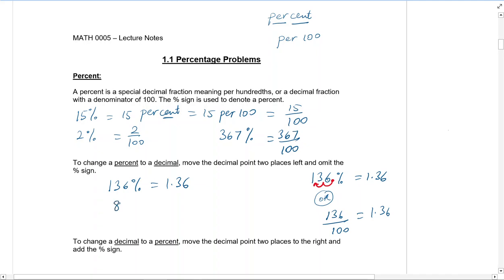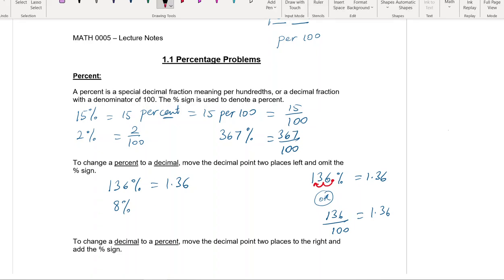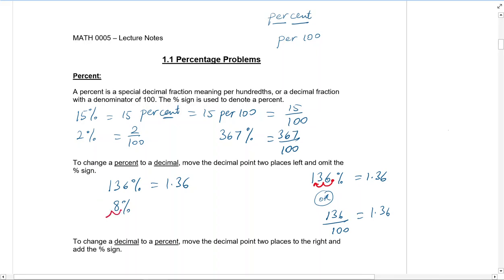Okay, take a moment and think about what 8% would be in decimal form. We'll do the same thing. Divide 8 by 100 or move the decimal 2 places to the left. In this case, when the decimal is here, you're going to move 2 places to the left, so we need a placeholder here. So 8 divided by 100 will become 0.08.